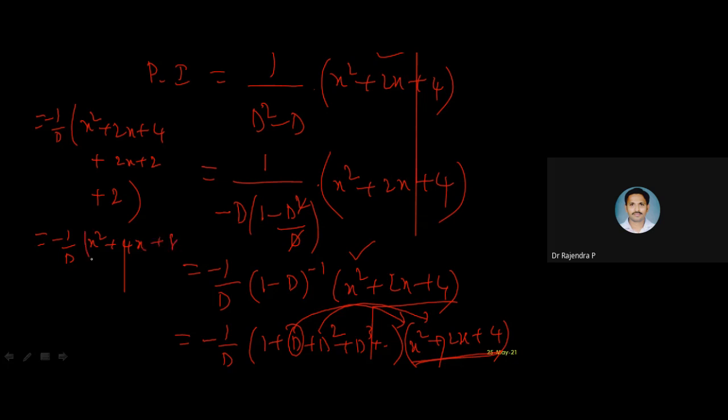So 1 by d stands for what? Integration. Yes. Integral of x square plus 4x plus 8 into dx. So if we integrate this, what will we get? x cube by 3, 4x square by 2 means plus 2x square, plus 8x. So this is your particular integral. Okay, I hope you understood this PI, how you got it for this problem.